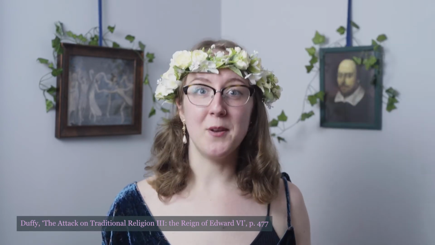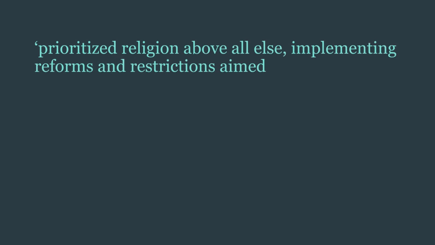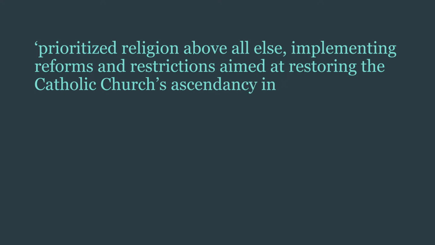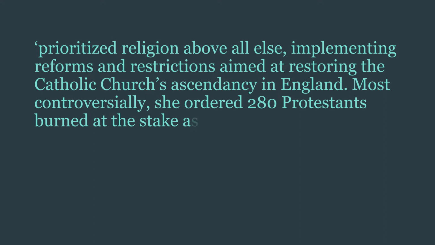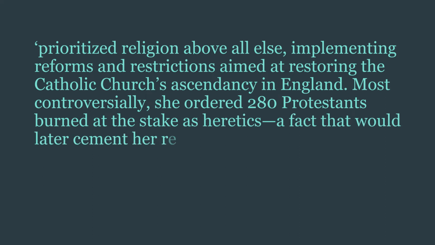But Jane was executed only 9 days later and replaced by Mary, the first English queen to wear the crown in her own right, daughter of Catherine of Aragon and passionate Catholic. She married Philip II of Spain, also a passionate Catholic, and is remembered in part for enacting something of a reign of terror throughout England. As Maylan Solly writes, Mary prioritised religion above all else, implementing reforms and restrictions aimed at restoring the Catholic Church's ascendancy in England. Most controversially, she ordered 280 Protestants burned at the stake as heretics, a fact that would later cement her reputation as Bloody Mary.